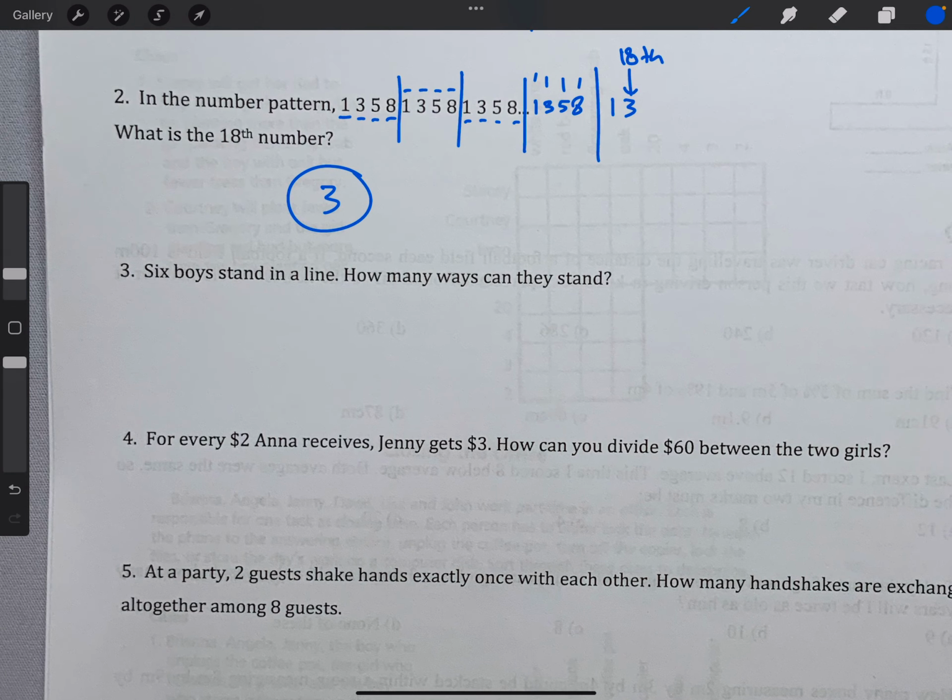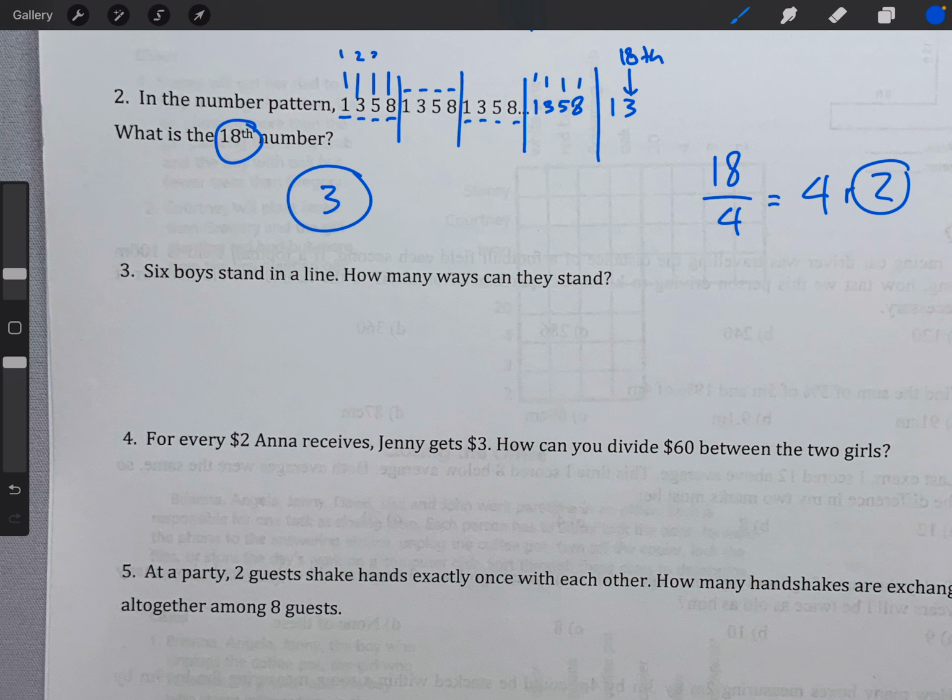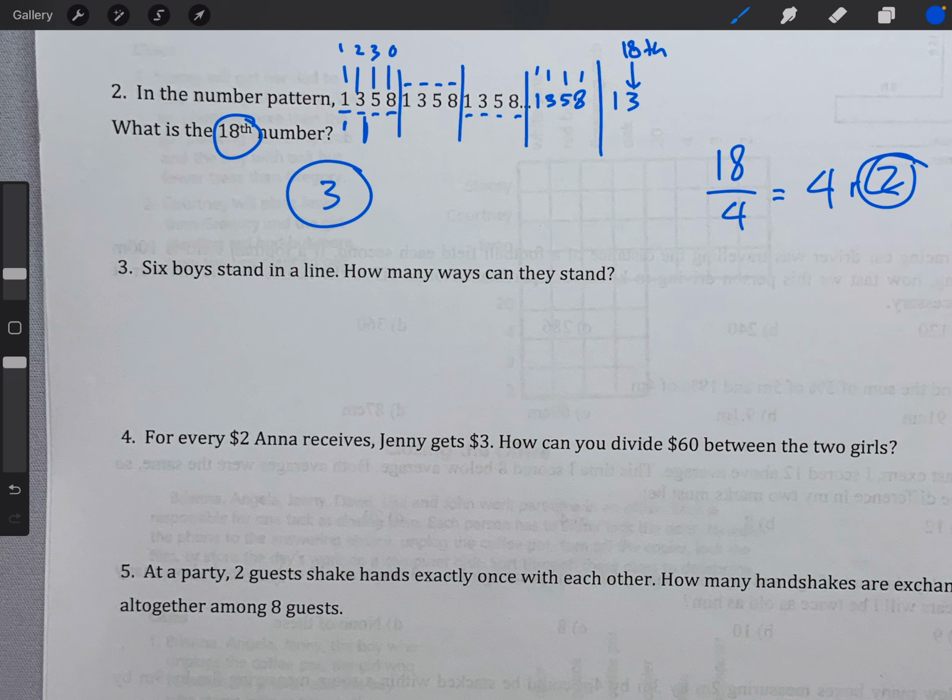Otherwise, if they give you a really big number, all you've got to do is take that number. For example, 18, you divide it by 4. You get 4 remainder 2. The remainder tells you what number it is. Remainder 1, remainder 2, remainder 3, remainder 0: 1, 3, 5, 8. Every time you get remainder 2, you'll always get a 3. Every time you get remainder 1, you'll always get a 1, and so on. That's the other method.